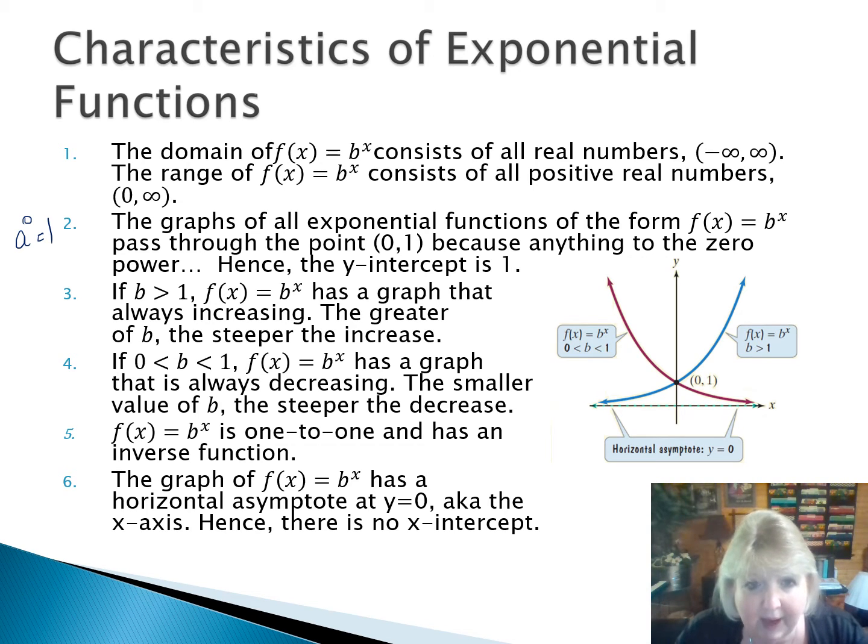And the smaller the value of b, the greater the decrease, the steeper the decrease. Number 5, f(x) = b^x, that's my function, is one-to-one and therefore has an inverse function. And finally, the graph has a horizontal asymptote at y = 0, that is the x-axis. Because it is an asymptote, I can't touch it, so there will be no x-intercept.